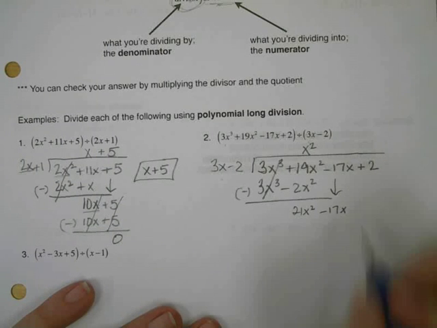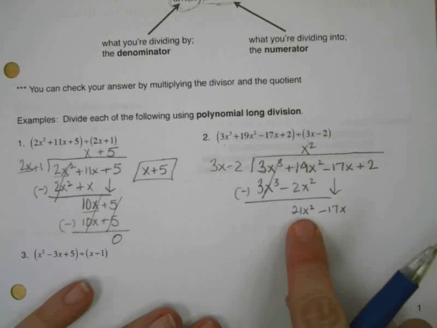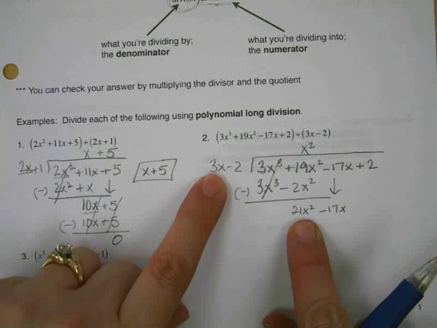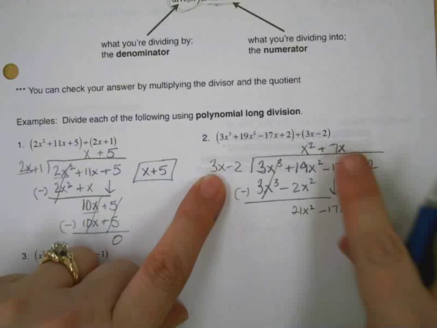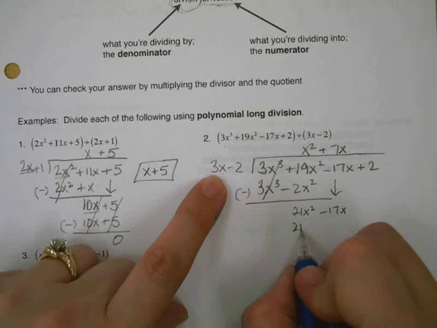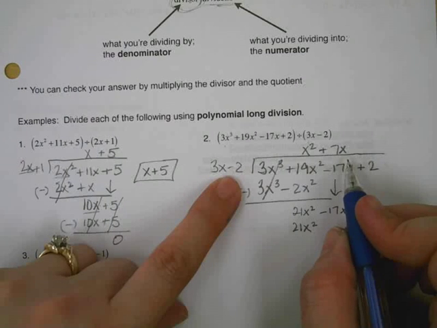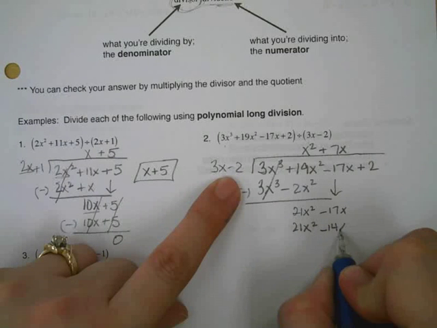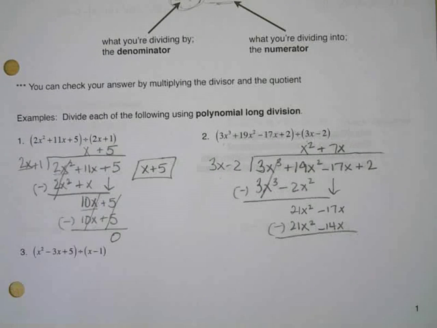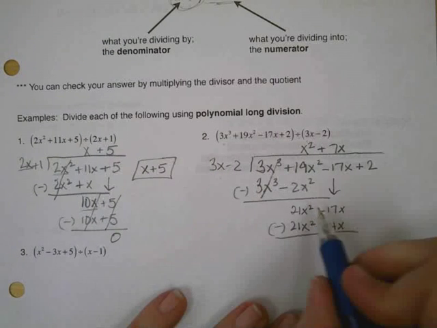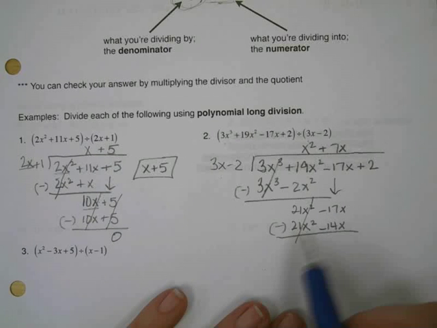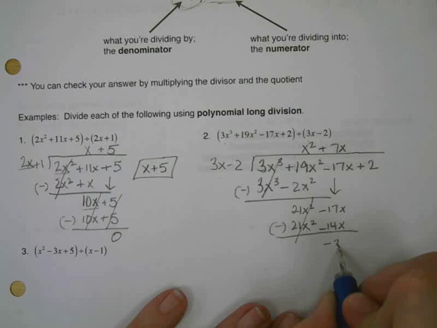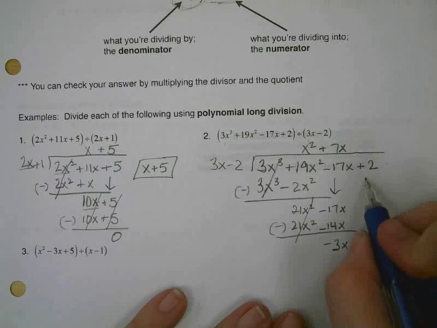Okay. Bring down your next term, which is negative 17x. Start the process again. 21x squared divided by 3x will leave us with a 7x. So 7x times 3x is 21x squared. 7x times negative 2 is negative 14x. Subtract those two polynomials from each other. 21x squared minus 21x squared cancels. Negative 17x minus a minus, which makes plus 14, will leave us with negative 3x.